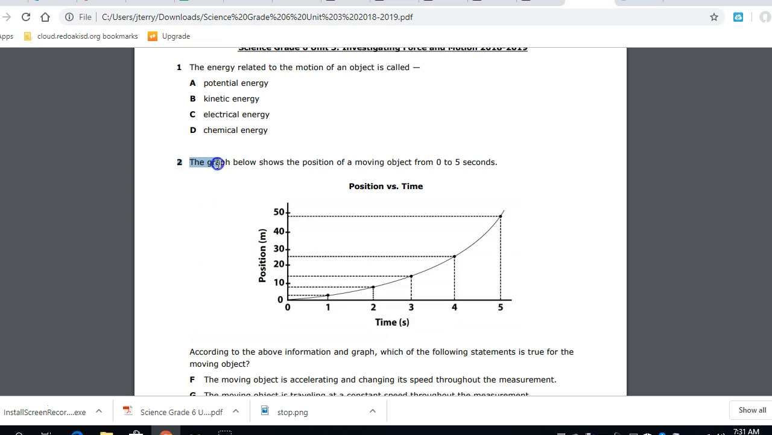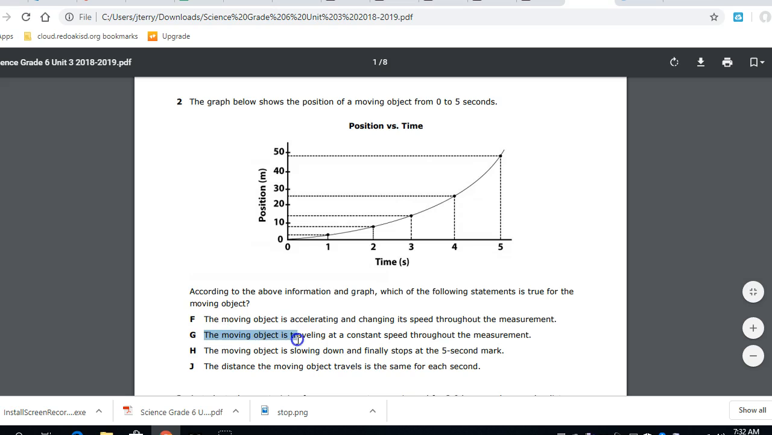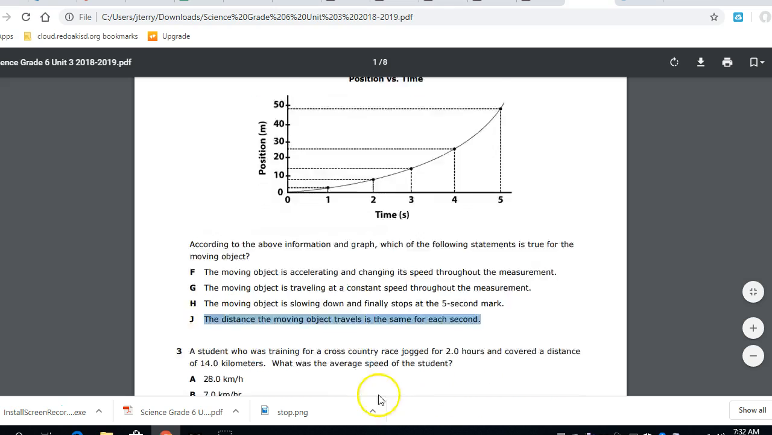Number 2, the graph below shows the position of a moving object from 0 to 5 seconds. There's your graph. According to the above information and the graph, which of the following statements is true for the moving object? Is it F, the moving object is accelerating and changing its speed through the measurement? Is it G, the moving object is traveling at a constant speed through the measurement? Is it H, the moving object is slowing down and finally stops at the 5-second mark? Or is it J, the distance the moving object travels is the same for each second?